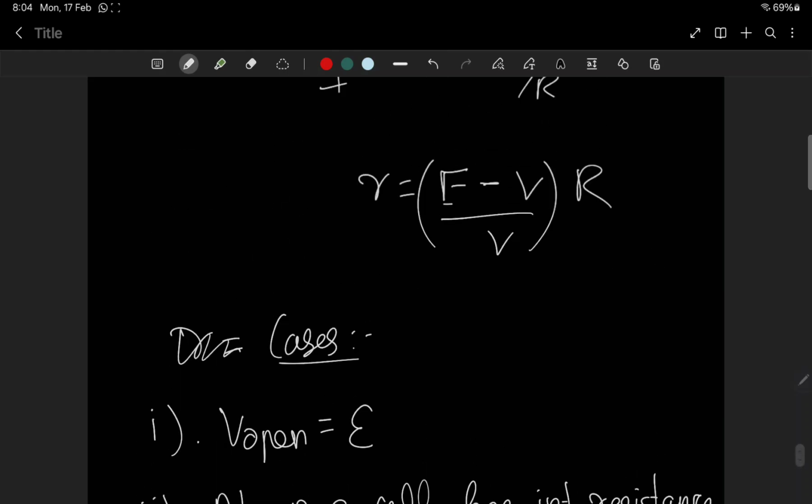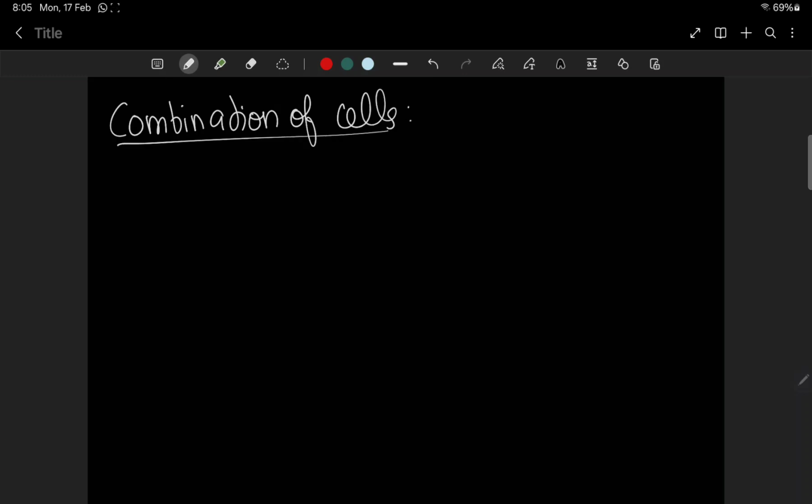Now these are the basics of EMF and all. Now we are going to speak about the important thing, that is combination of cells. There we have series and parallel, as we did in capacitors, and we have to derive this also. This is the most important part of the derivation. First, the series combination.